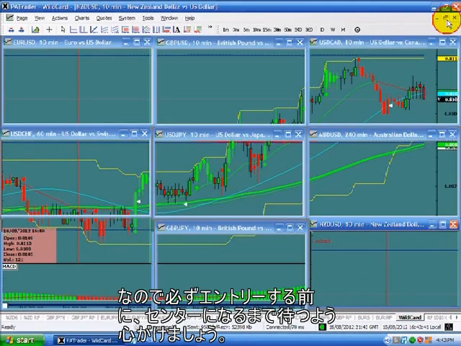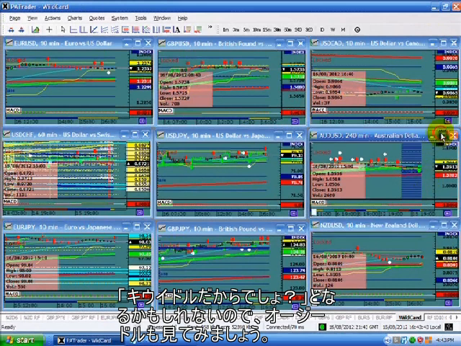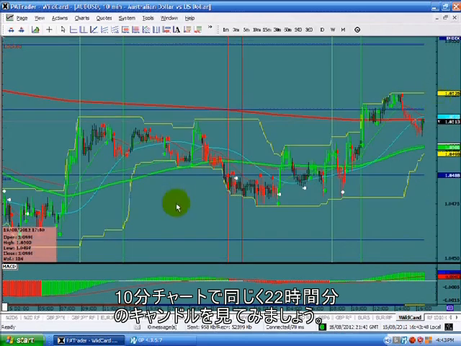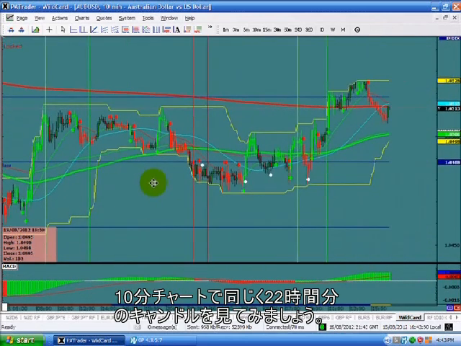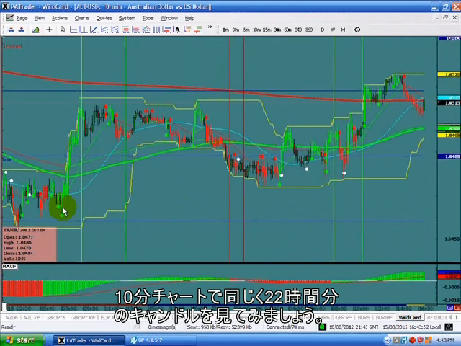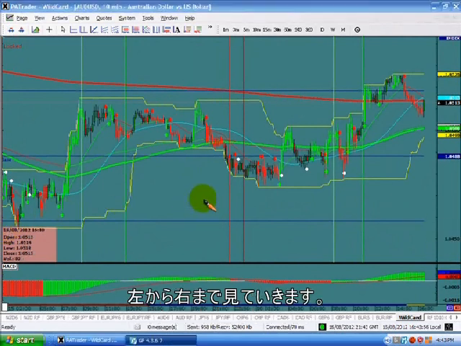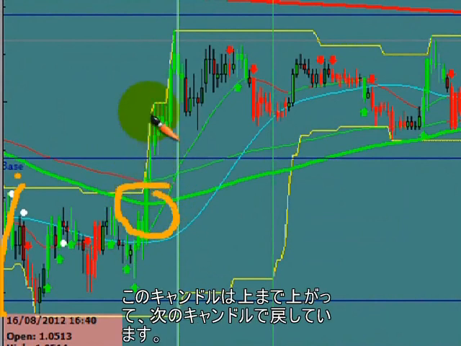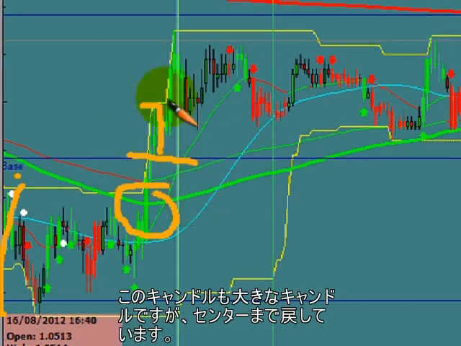You say, okay, well, you're on the New Zealand, of course it's going to do that. Okay, well, let's go up here to the Australian, and let's see what that does here. I'm going to put this down to a 10-minute chart, and when we're looking at this spot right here, we're looking at 22 hours of trading, all three sessions, okay? Let's start over here to the left, and we're going over to the right, okay? So we see there's one candle right there that does not center. This one goes all the way up to here, and then the next one comes down to here. That one centers, okay? So this was a big candle. It's centered right there, all right?